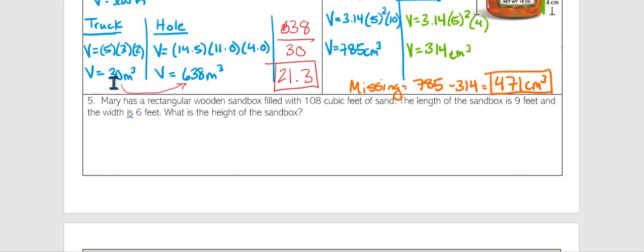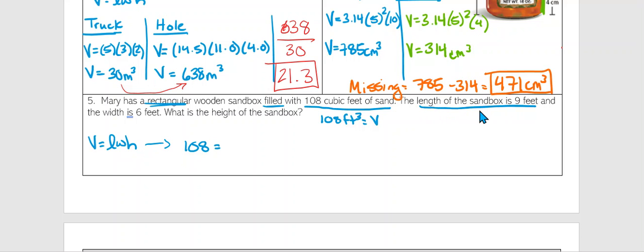For the last one, we have a rectangular wooden sandbox filled with 108 cubic feet of sand. So rectangular means we're dealing with our rectangular prism. We know that it's filled with 108 cubic feet of sand. So that's this, 108 cubic feet. That's the volume, because we're talking about how much it's filled up with. So I'm going to start to fill in the different numbers in my equation here. Instead of V, we have 108. Then we're told that the length of the sandbox is 9 feet. So length is 9.